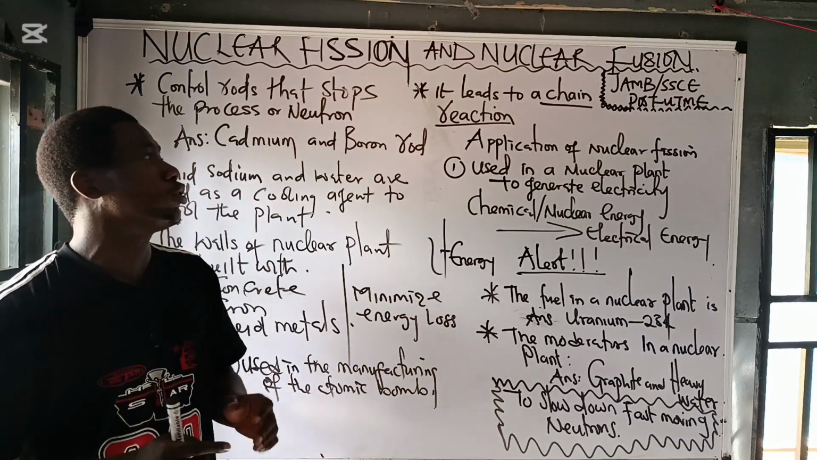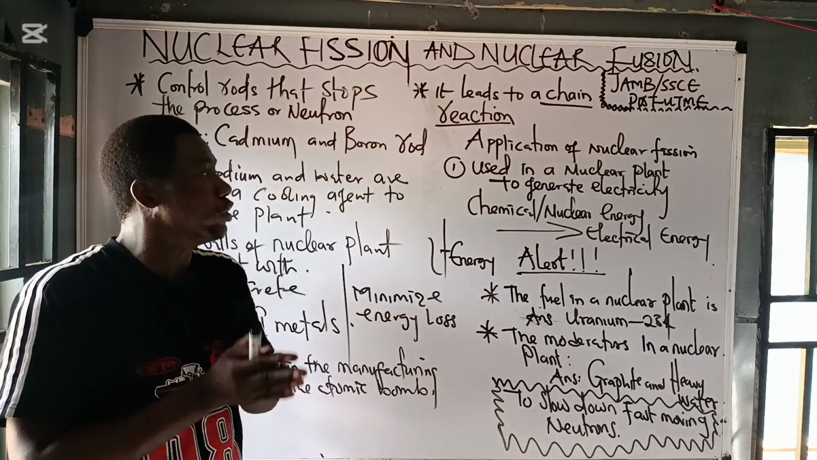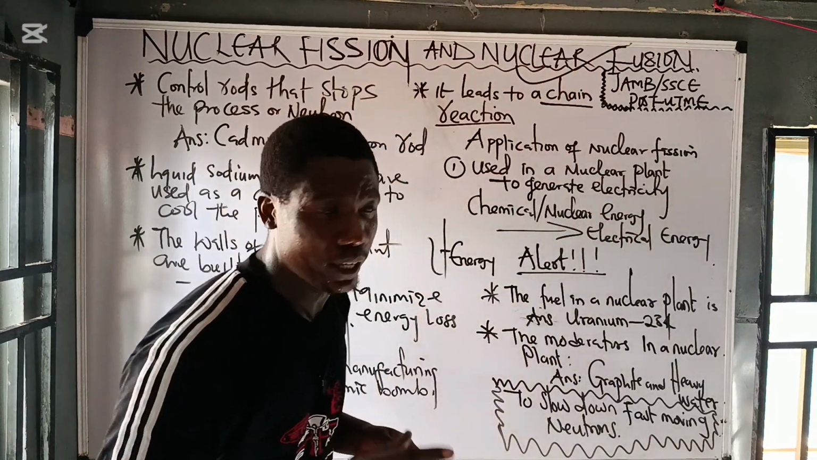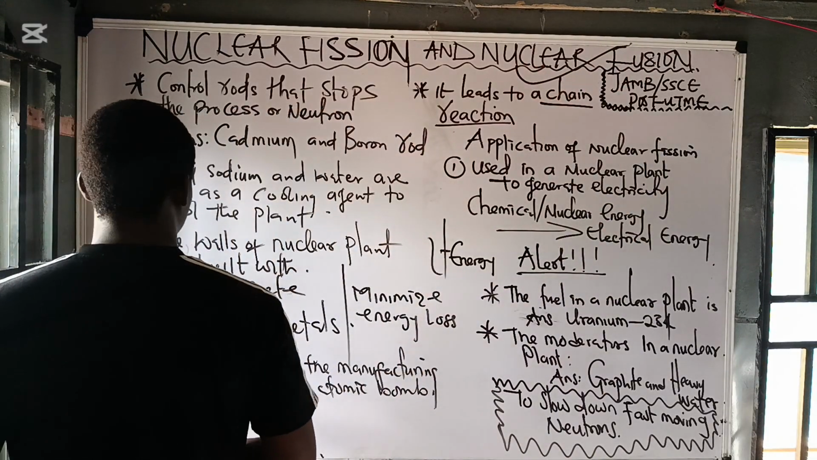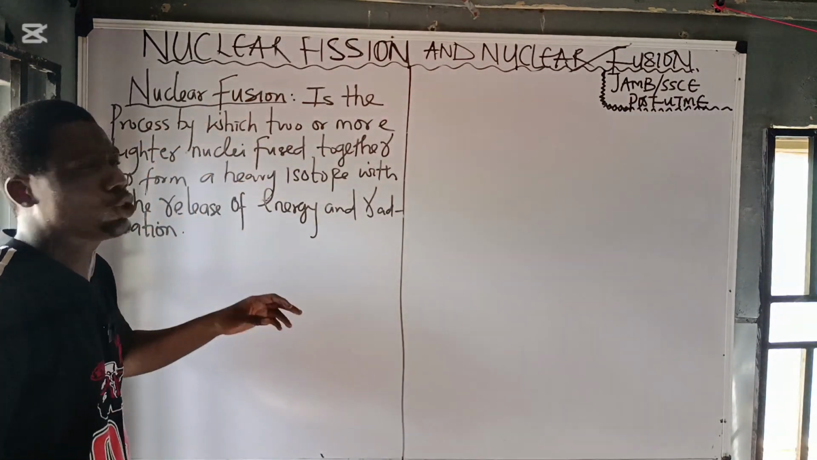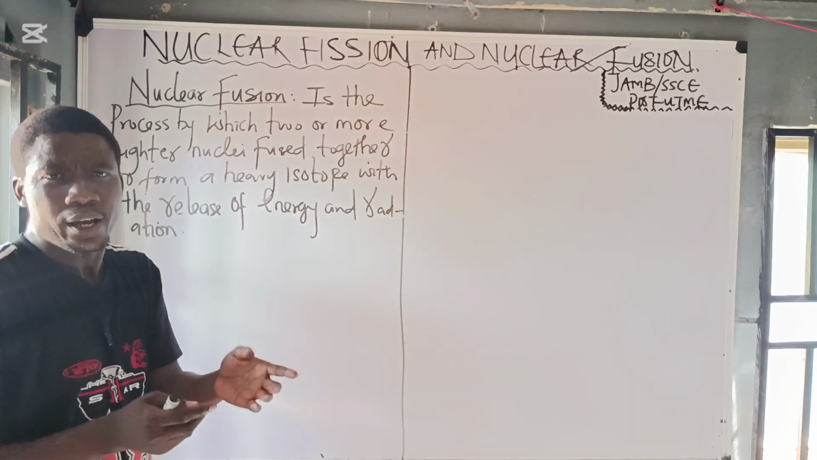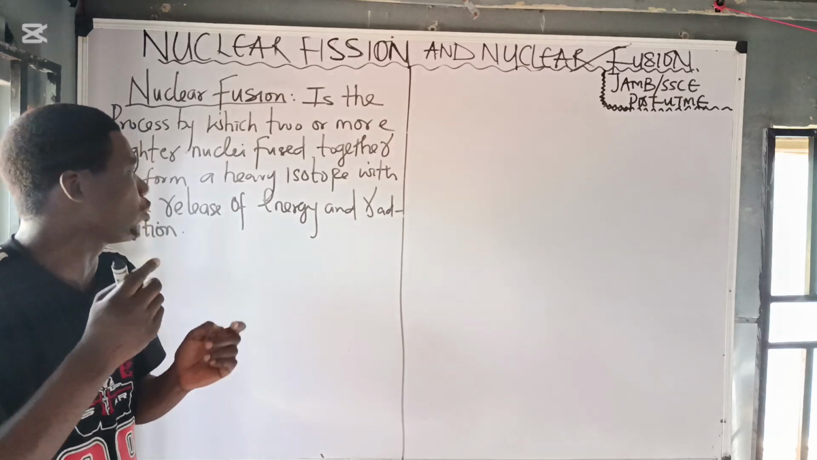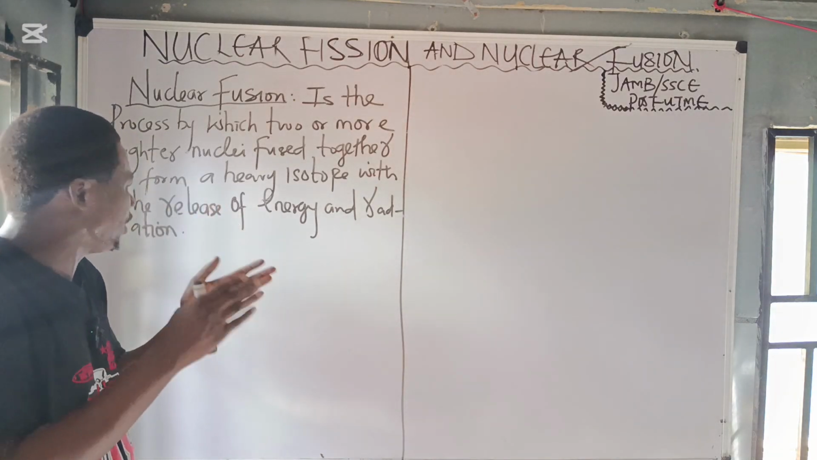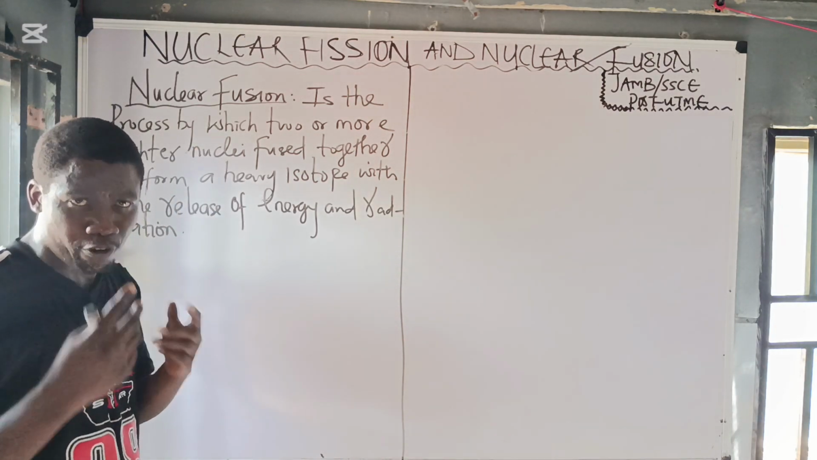Now let's go over to what we call nuclear fusion. I just did a summary on nuclear fission, so let's go to nuclear fusion quickly. Nuclear fusion is the process by which two or more lighter nuclei, or simpler nuclei, this time is the opposite, combine together to form a heavy nucleus, with the release of what? Energy and radiation. So in this case, two simple nuclei join to form a heavy nucleus.